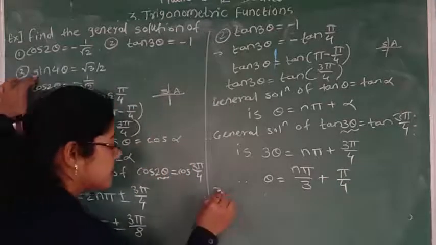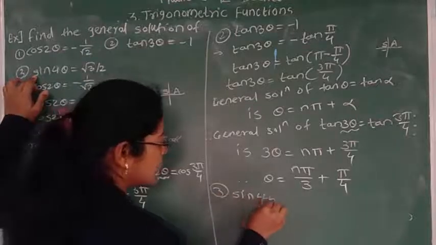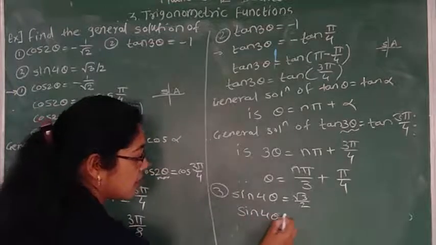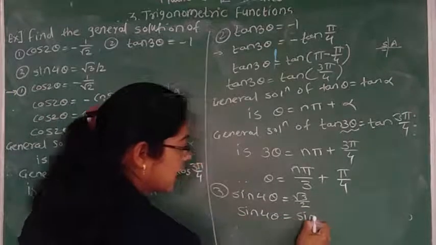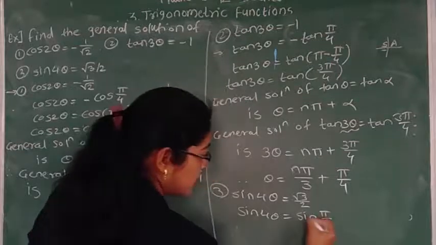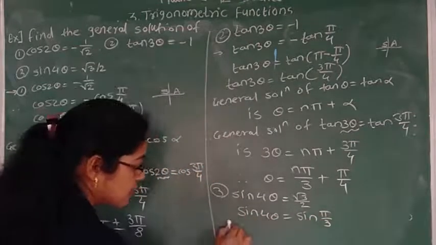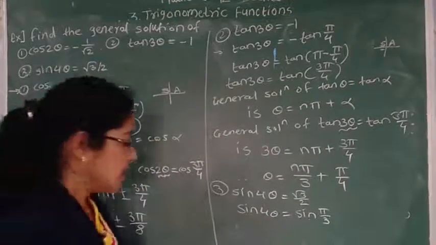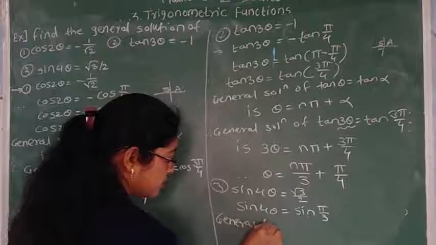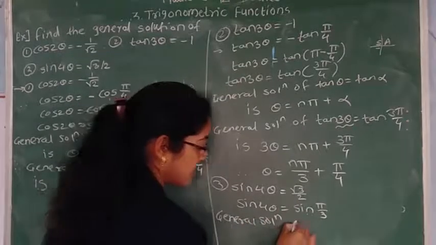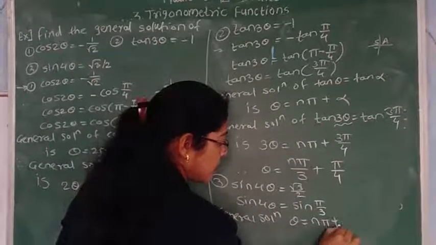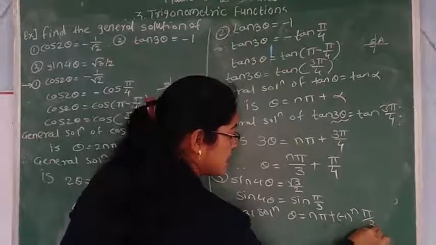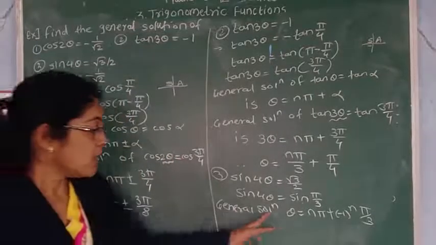Now third one is sin of 4 theta is equal to root 3 by 2. Okay, so sin of 4 theta is equal to root 3 by 2. Sin 60 is root 3 by 2, so pi by 3. Sin of pi by 3 is root 3 by 2. So general solution of this equation, sin theta is equal to sin alpha, is theta is equal to n pi. Directly I will write now, general solution of sin theta is equal to sin alpha is theta is equal to n pi plus minus 1 raised to n alpha. Alpha is pi by 3. So this is the general solution.